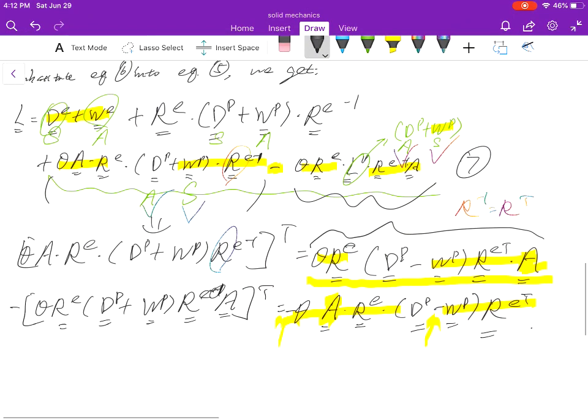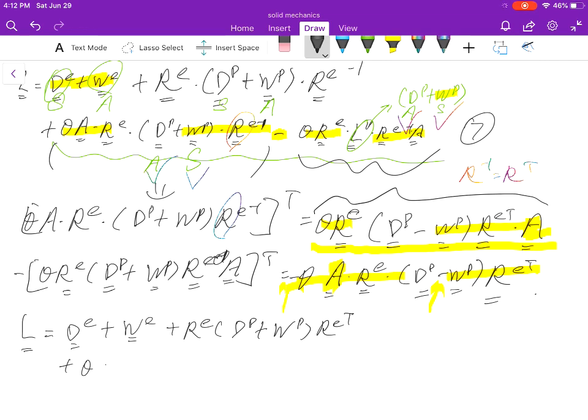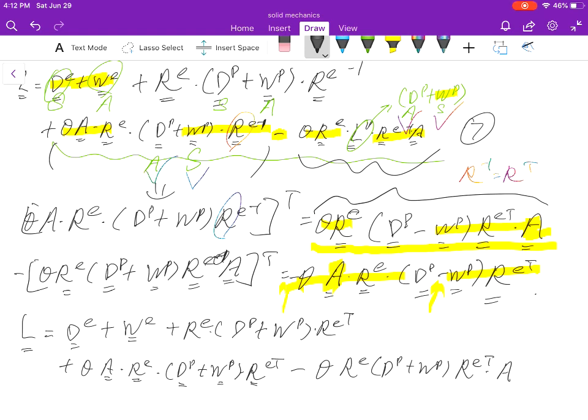So with all of this, our goal is that, okay, let's write out equation 7 again to have a detailed discussion. We have De plus We and Re (Dp plus Wp) Re transpose plus theta A Re (Dp plus Wp) Re transpose minus theta Re (Dp plus Wp) Re transpose A.